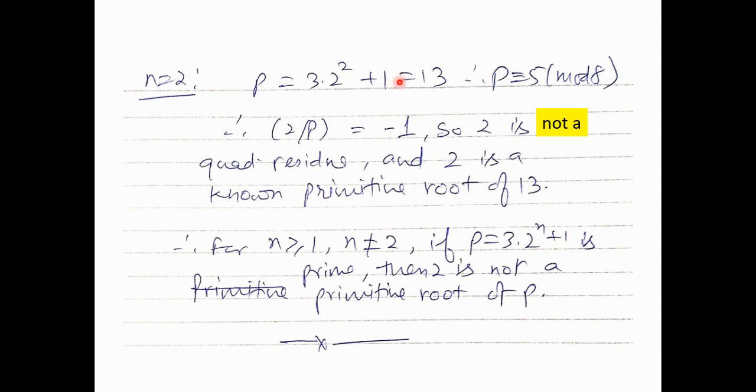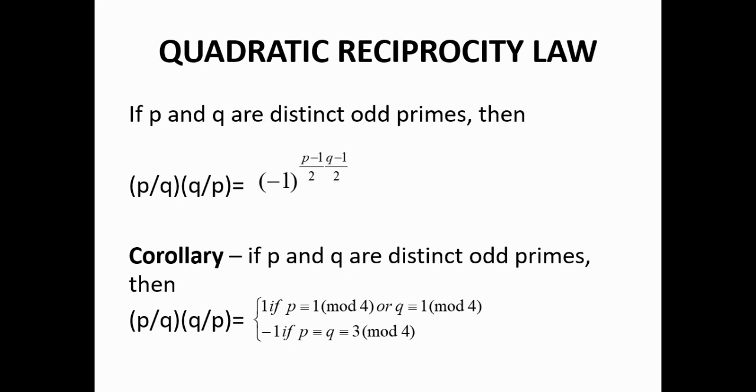Yeah, we were considering n equal to 2. So p is 13, therefore p is congruent to 5 modulo 8. Therefore, this symbol has value minus 1. That means 2 is not a quadratic residue of p, and therefore 2 is a non-primitive root. And we have already seen that 2 is a primitive root of 13. Therefore, for n greater than or equal to 1, but n not equal to 2, if p equal to 3 into 2 to the power n plus 1 is prime, then 2 is not a primitive root of p. So we are done. Now we have the quadratic reciprocity law.